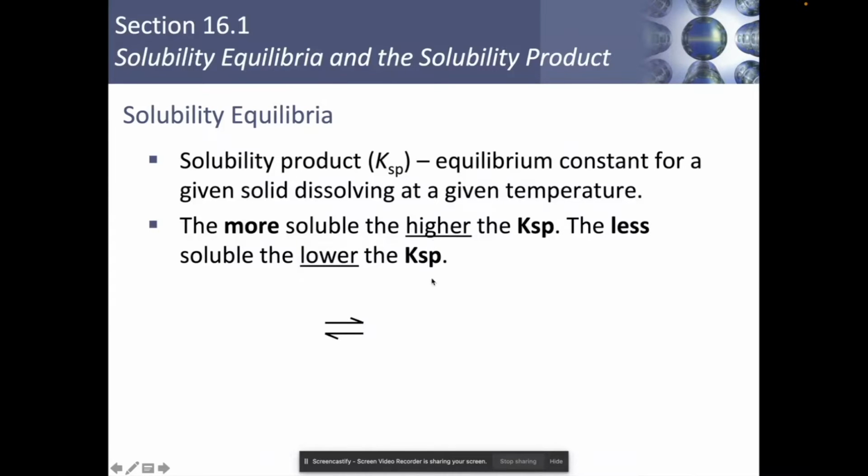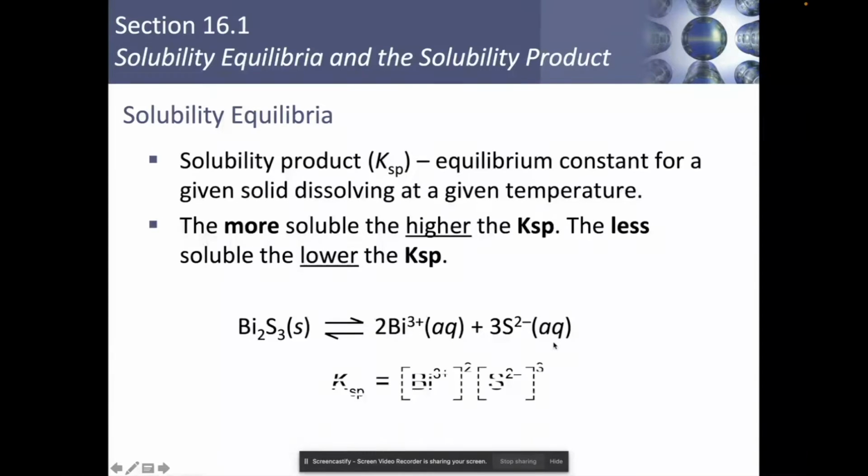So I like to think of it like this. Technically, everything has a Ksp value, and technically even you are slightly soluble in water. A good example would be right here. We have Bi2S3 as a solid, and it dissociates into these bismuth ions and these sulfide ions. Notice that we have 2 and 3. We still have to maintain the law of conservation by putting coefficients in front of everything. Even though I don't probably need to tell you that, it's still true.